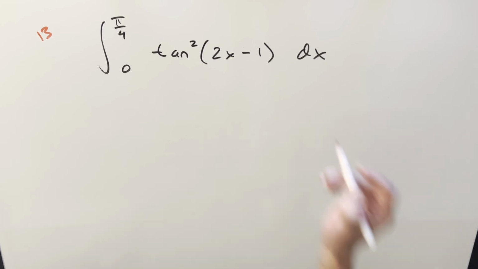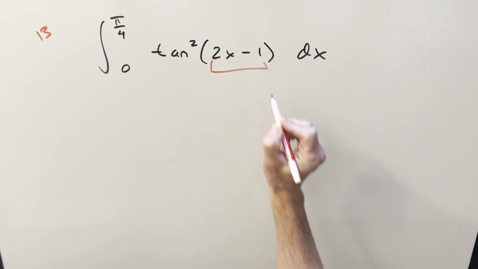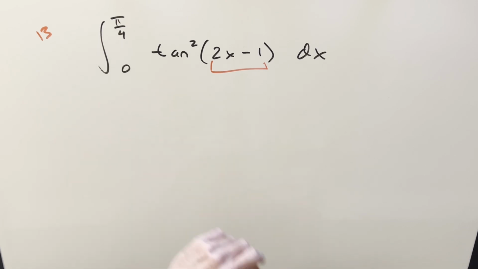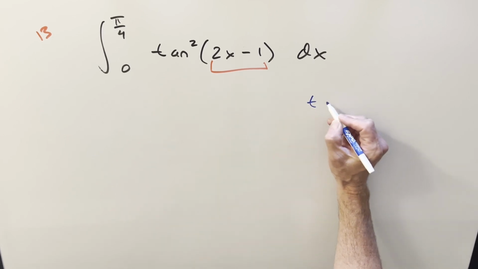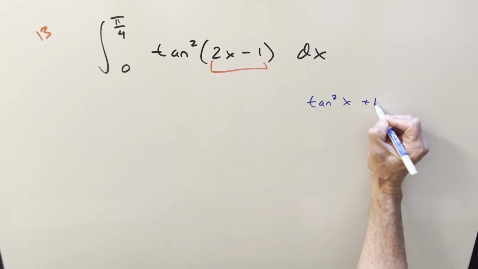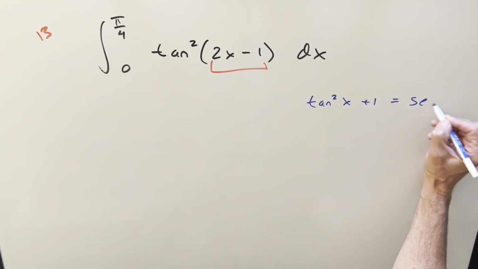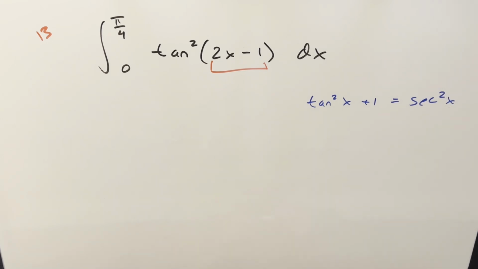Now, first of all, you could consider a u substitution right here to clean it up. I'm going to skip it just because it doesn't really do much for us. You can do it fine without it. So I'm just going to skip that u sub, but I will use the identity. If we have tan squared x plus 1, this is the same thing as secant squared x.